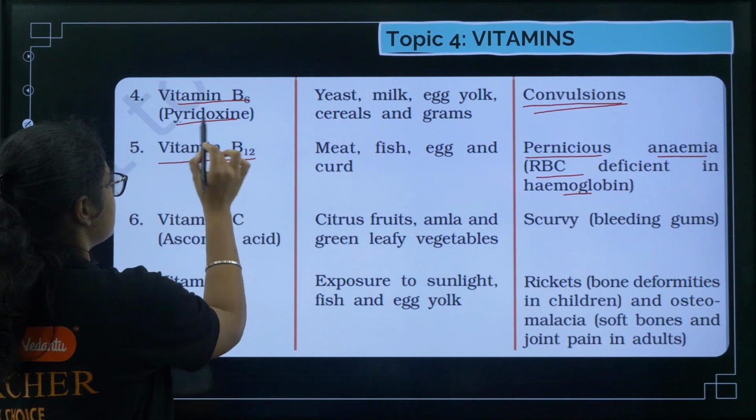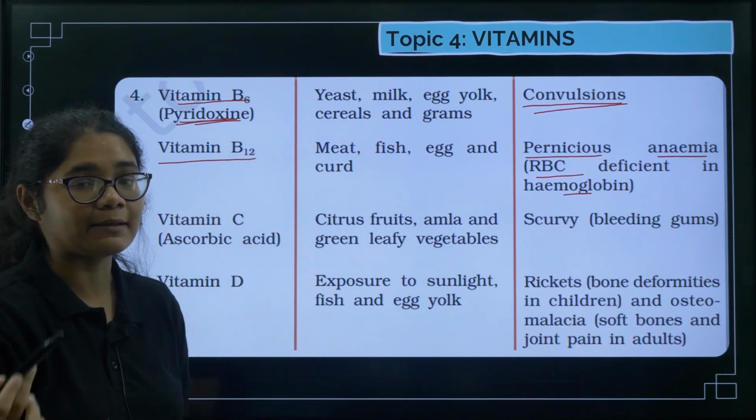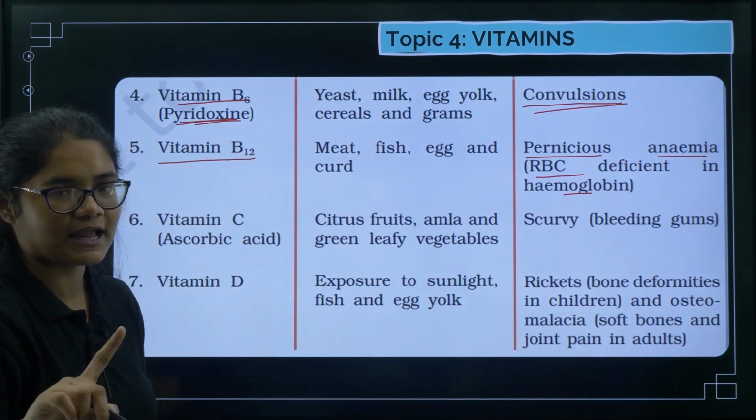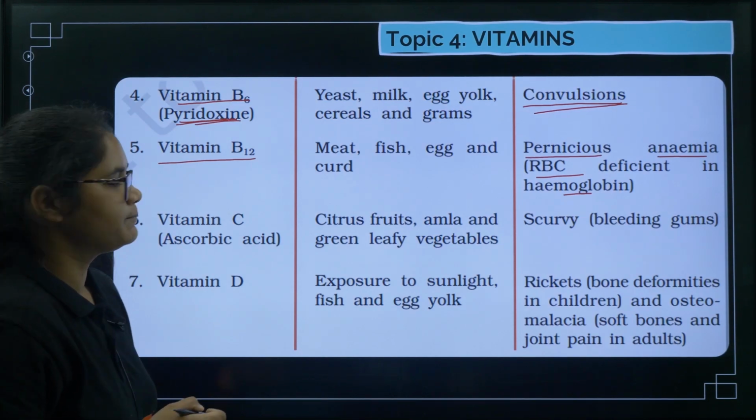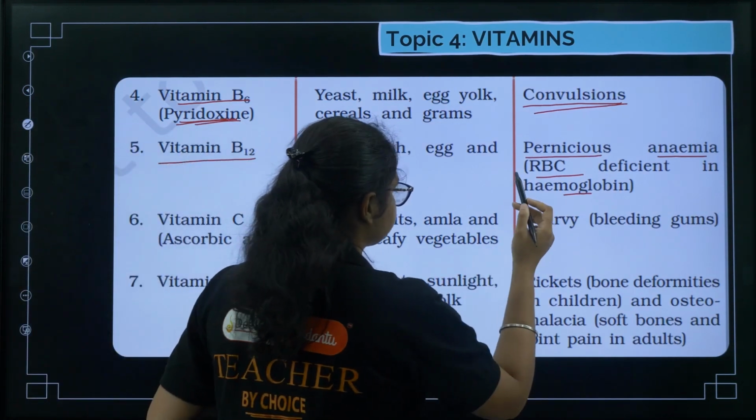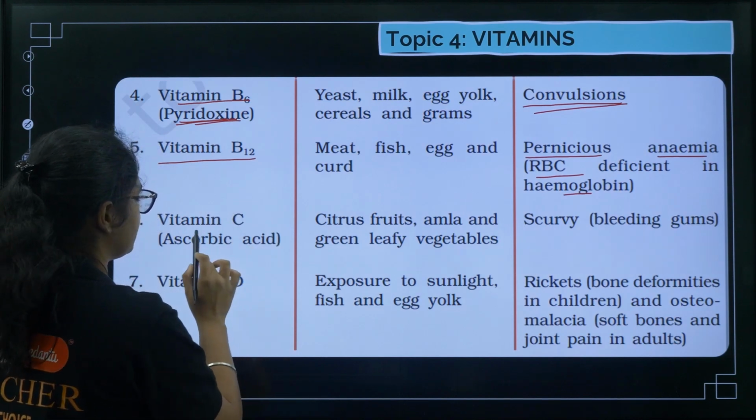So please remember the chemical names of these. Okay, B1 is thiamine, B2 is riboflavin, and B6 is pyridoxine. Then vitamin B12 is there. Then we'll go to vitamin C.